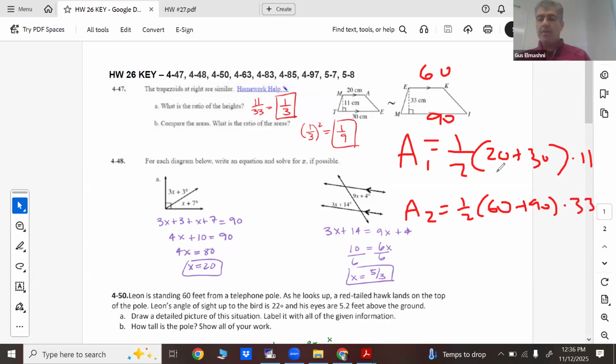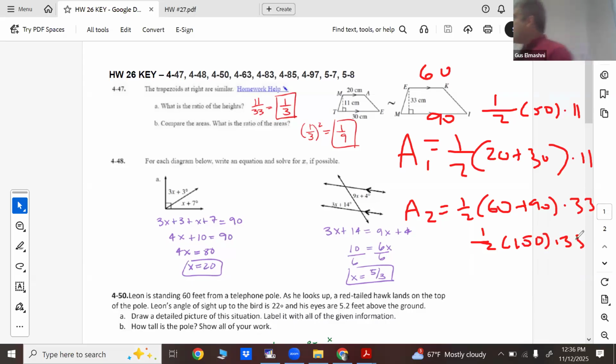Well, if you think about it, aren't you doing 1/2 times 50 times 11? I don't have to calculate it, but if you do, you would get, I think, 275, if I'm not mistaken. Here you have 1/2 times 150 times 33. Notice what happens. That's a tripling. You go from 50 to 150 to go from 11 to 33. You're tripling twice. So you multiply by 3 twice. Why would you multiply by 3 twice? 3 times 3 is 9, that's why it's 1/9.